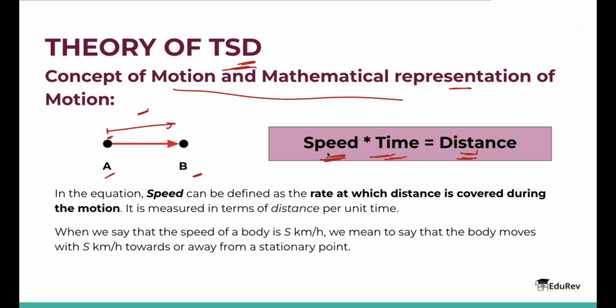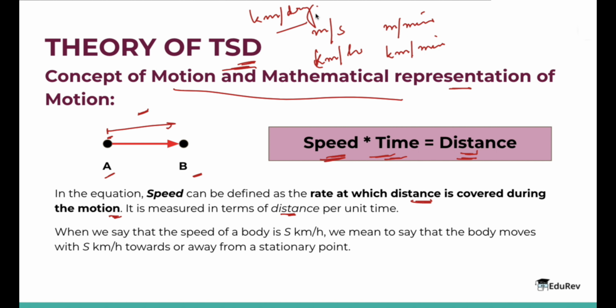In the equation, speed can be defined as the rate at which distance is covered during the motion. It's measured in terms of distance per unit time and may have any combination of units of distance and time in the numerator and denominator respectively. That is, you can say meters per second, kilometers per hour, meters per minute, kilometers per minute, even kilometers per day, etc.